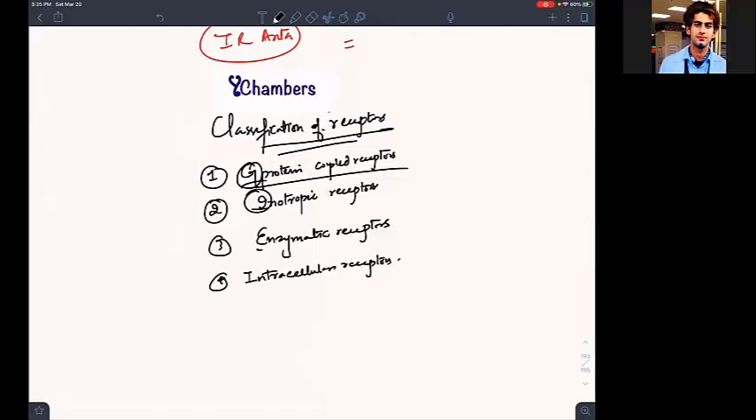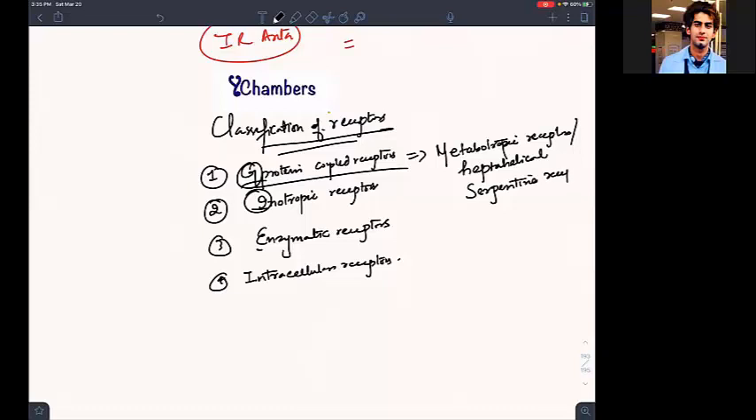The G protein coupled receptors are known by other names. They were known as metabotropic receptors. Another name was heptahelical. Or they were called serpentine receptors.